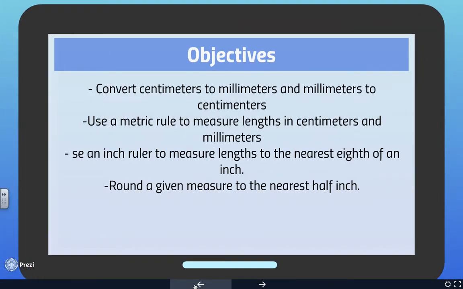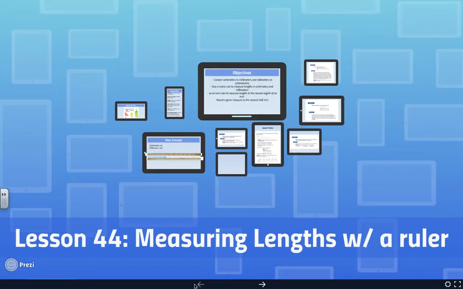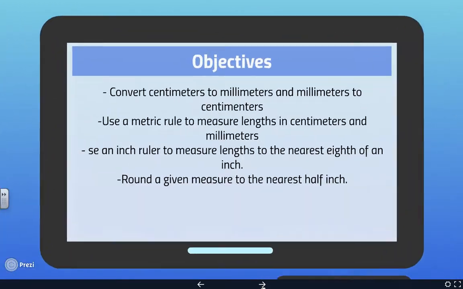Sorry. We are on lesson 44, measuring lengths with a ruler. That just threw me all the way off. Anyway, let's go to our objectives.